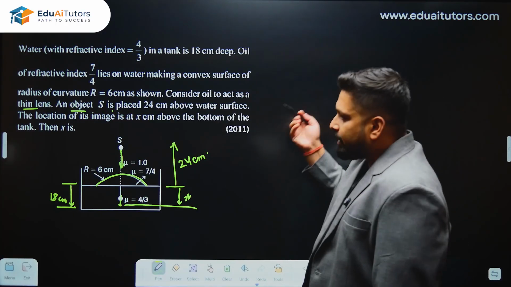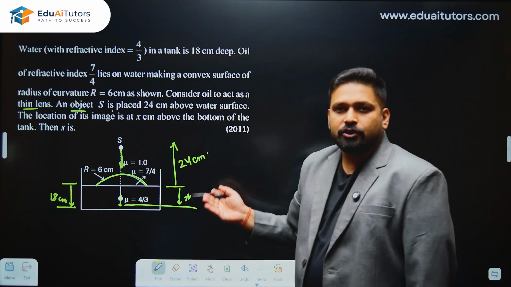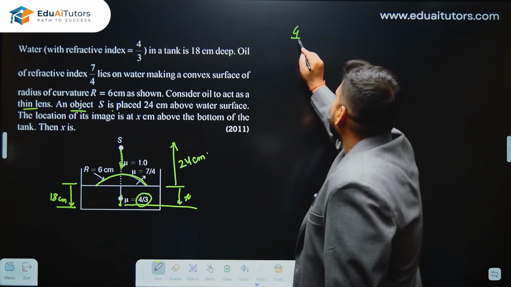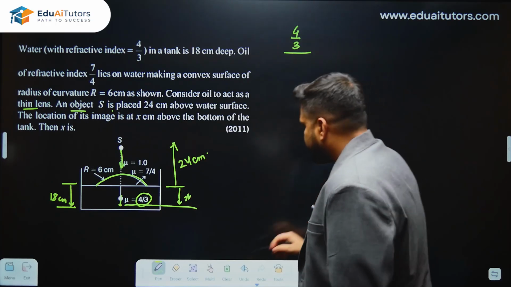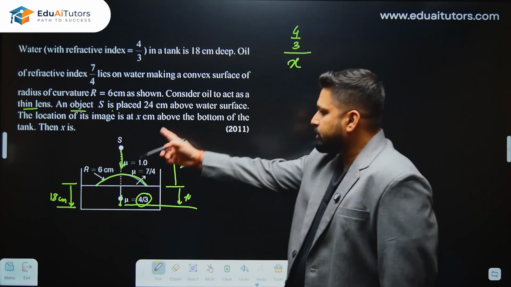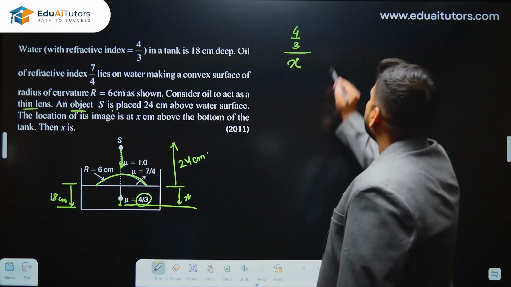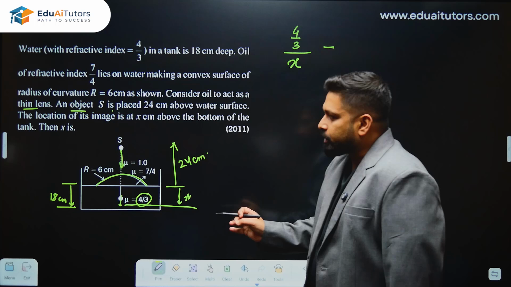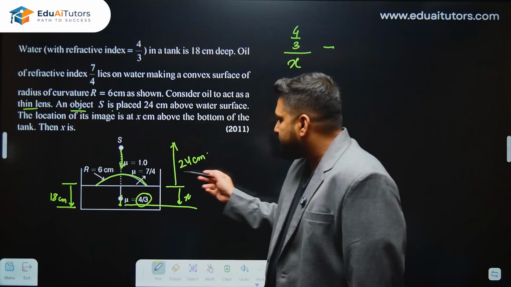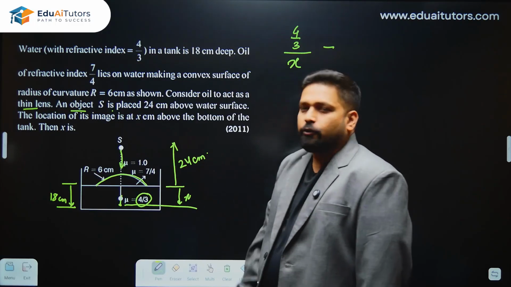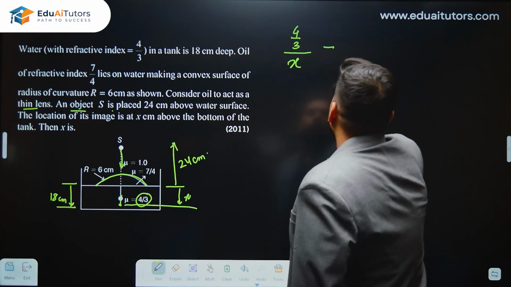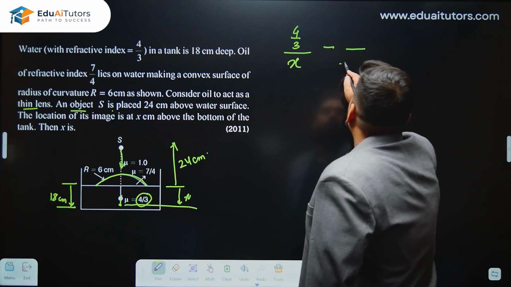If it is formed at a distance x, then what is the refractive index of that medium? The refractive index of that medium is 4/3. So I should simply write 4/3 divided by x. As you can see, it is positive along the direction of light. Minus, where is the object? Object is in the air, 24 centimeter from the interface. So what is the object distance? It should be minus 24. So in denominator, it would be minus 24.